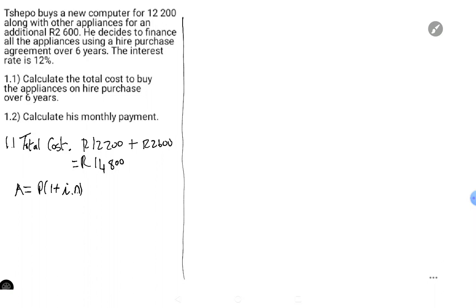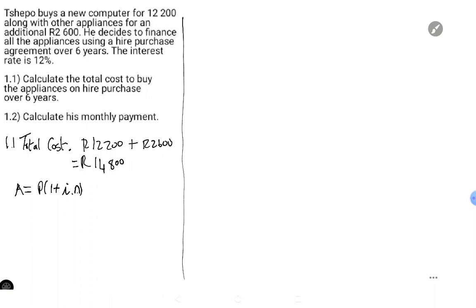So now, what is the difference here? The difference is we had to calculate the total cost. Remember, this person walks into a store and they buy a computer, and they don't just buy a computer, they're buying other stuff, and the other stuff is the appliances. And so we need to add the appliances on there. So that's what makes up our principal amount, not just the 12,200, right?